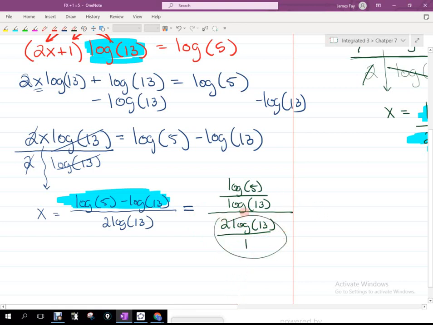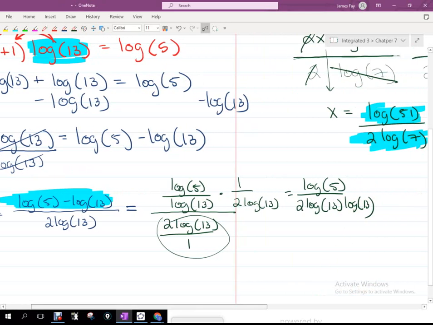So let's take this, find its reciprocal, and multiply it by the top. So let's see if I get log of 5 times 1, just log of 5. And on the bottom, I get 2 log of 13 times log of 13. Does that make sense?